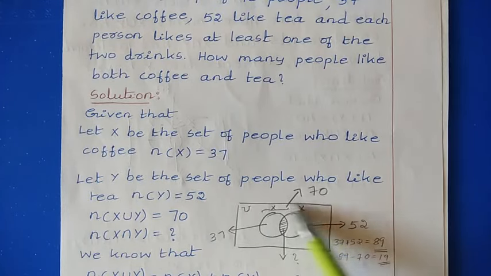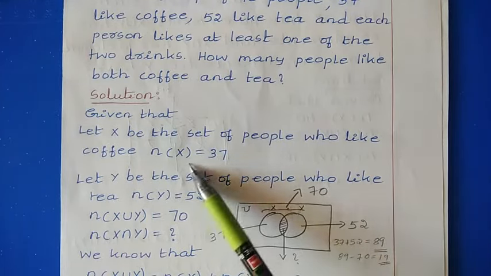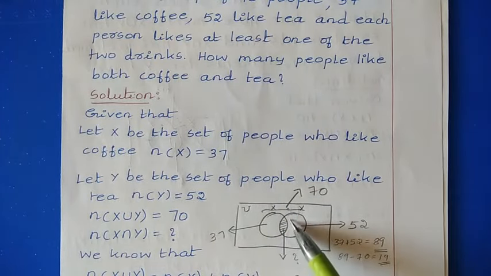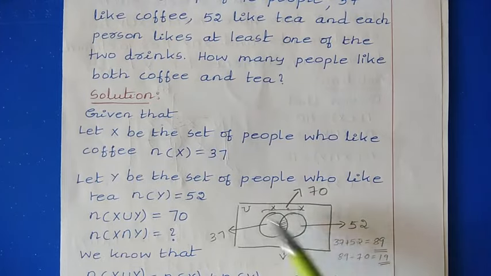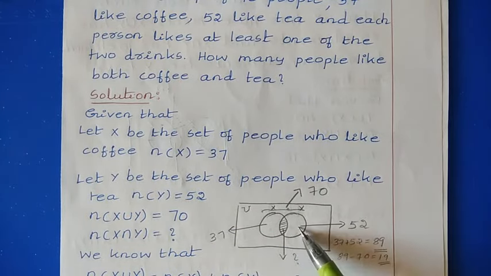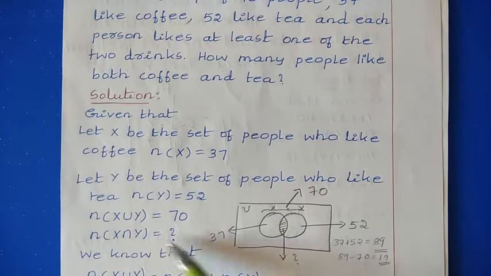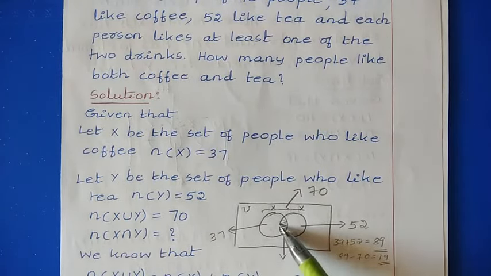In the Venn diagram, we will take two sets, X and Y. X set denotes the coffee and Y set denotes the tea. N of X, the total number of elements in the X set, is 37. The total number of elements in the Y set is 52. Then X union Y, the total number of elements in X as well as Y, is equal to 70. And N of X intersection Y, this one we have to calculate. So this area we need to find out here.